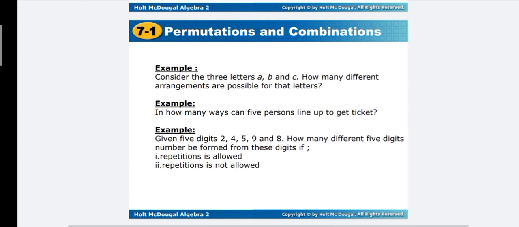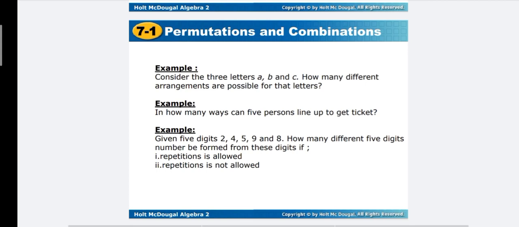Okay. If repetition is allowed, so tempat kosong yang pertama, we can select sama ada number 2, number 4, number 5, number 9 and number 8. So tempat kosong yang pertama will be 5. If repetition is allowed, tempat kosong yang kedua akan jadi 5 juga. Kan? Sebab repetition is allowed. Let's say kalau tempat kosong yang pertama tadi, you ambil letak nombor 4 kat situ, tempat kosong yang kedua, nombor 4 tu can be a possible digit that can be chosen untuk letak di tempat kosong yang kedua. So sebab tu dia akan jadi 5 multiply 5 multiply 5 multiply 5 multiply 5, 5 kuasa 5 if repetition is allowed.